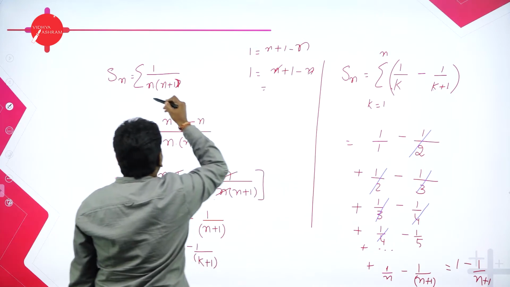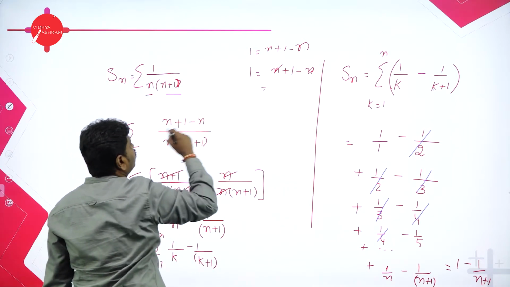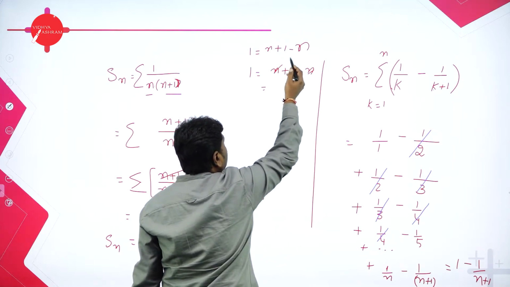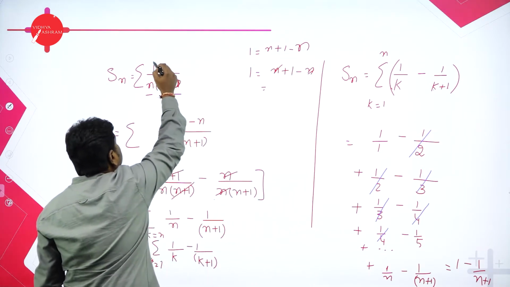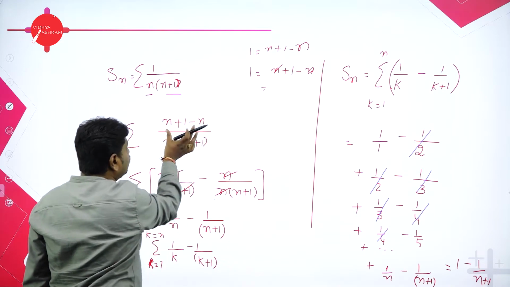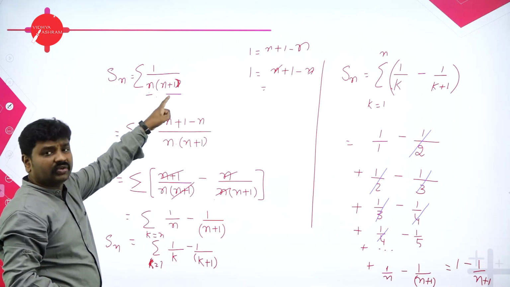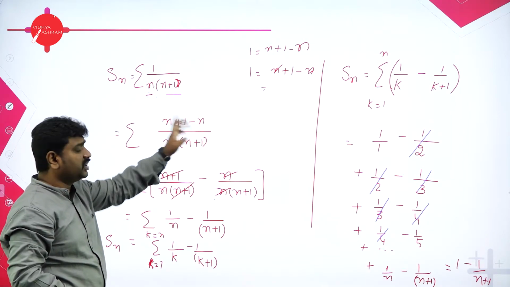So, I am writing in terms of these two terms, n and n plus 1. 1 can be written as n plus 1 minus n. n cancels, you will be left with what? 1. So, numerator 1 was there. I wrote it as n plus 1 minus n. This is a very, very crucial step, because I saw here n and n plus 1. That's why I am writing 1 as n plus 1 minus n.